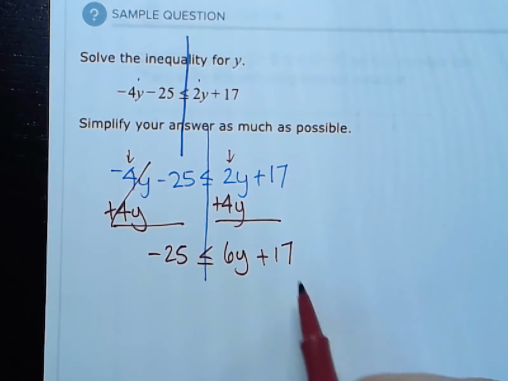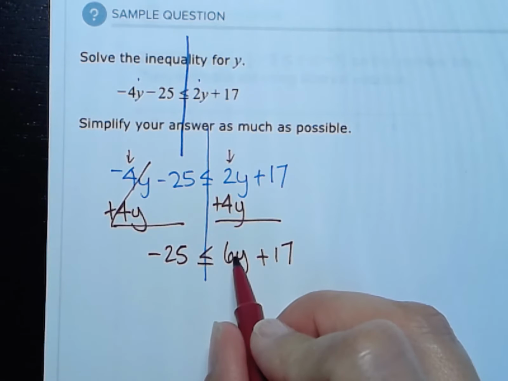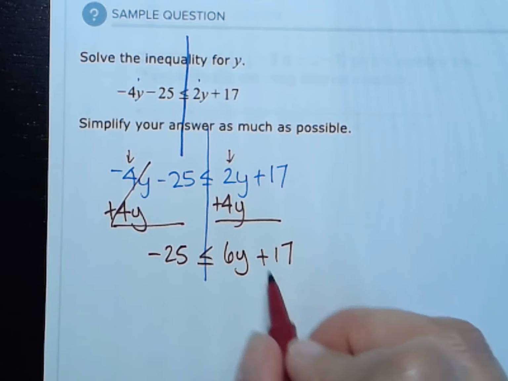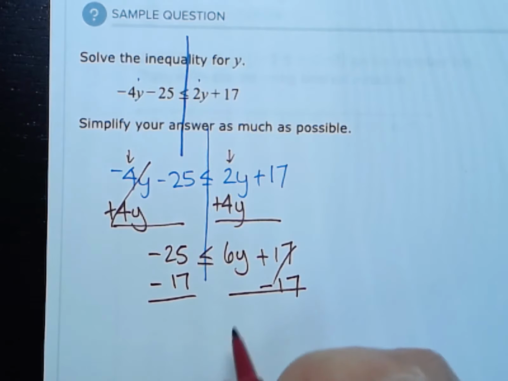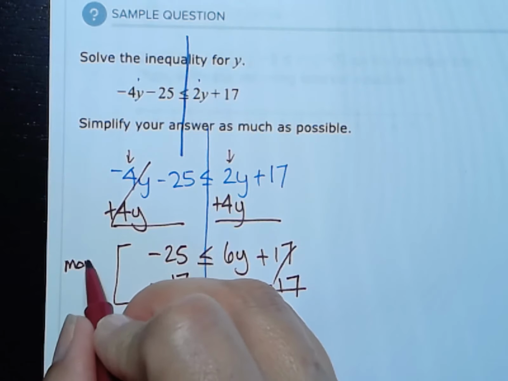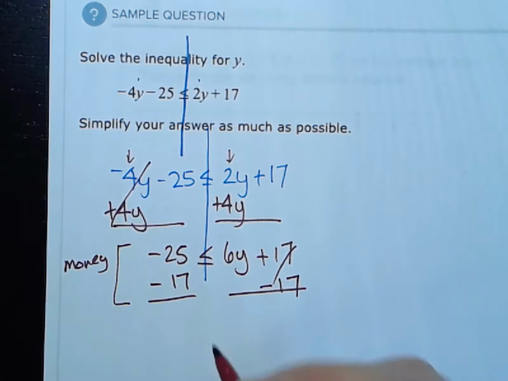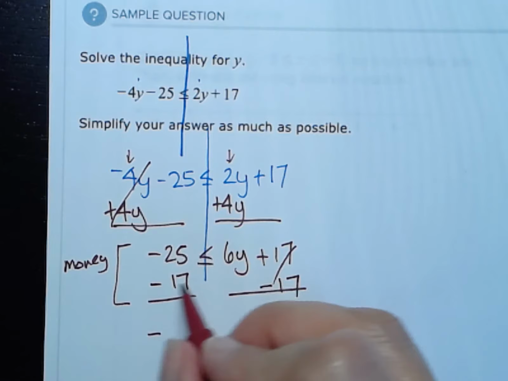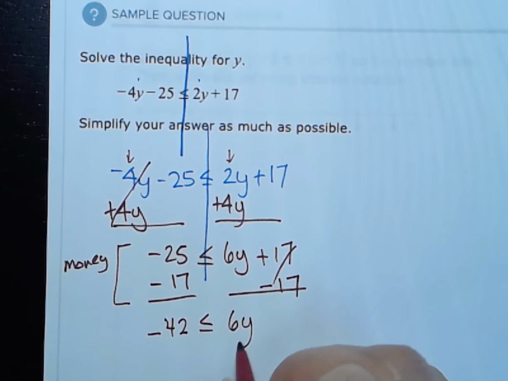Okay, so just like in a regular equation, I'm still getting y by itself. So in order to get the y by itself, I have a multiply by 6 and I have an add 17. Add, subtract go first. So I subtract 17 from both sides, those zero out. And so now this right here, I tell my students this is like money. Okay, you're short $25 and now you're supposed to spend 17 more. You're really short. And so you know the answer is going to be negative. And when the signs are the same, you end up adding those digits together. So that would be negative 42 is less than or equal to 6y.